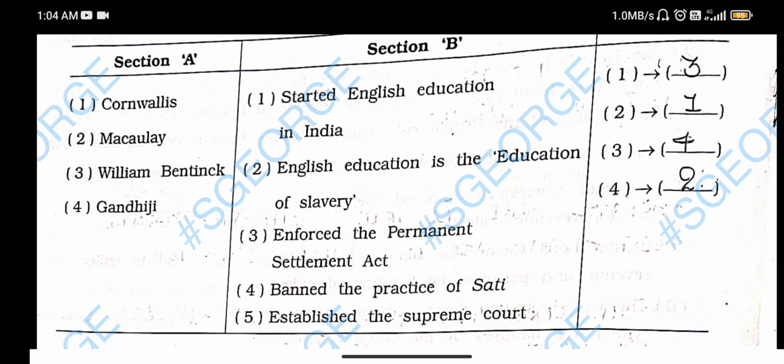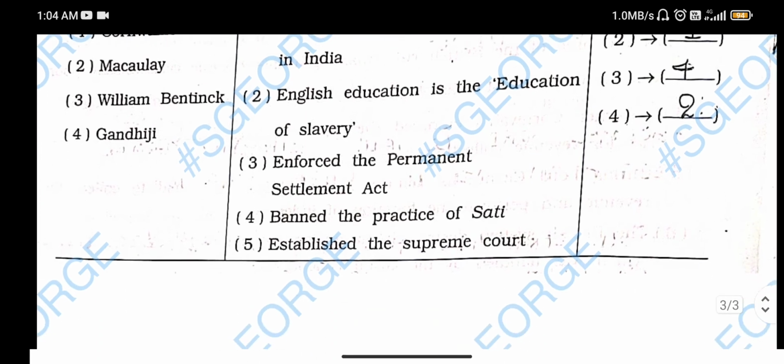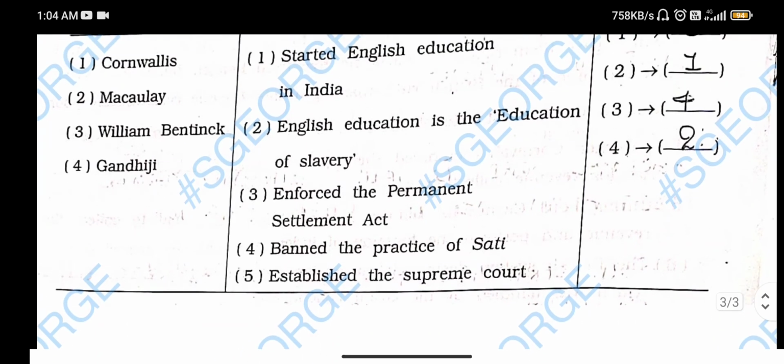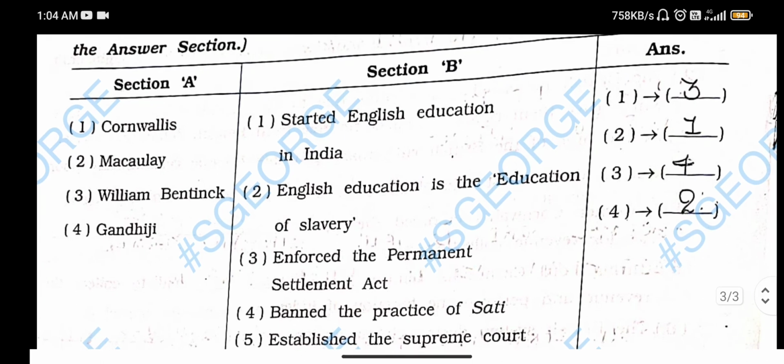Gandhiji: English education is the education of slavery. Very easy chapter. I enjoyed this chapter very much. I like this type of history. History is my favorite subject.